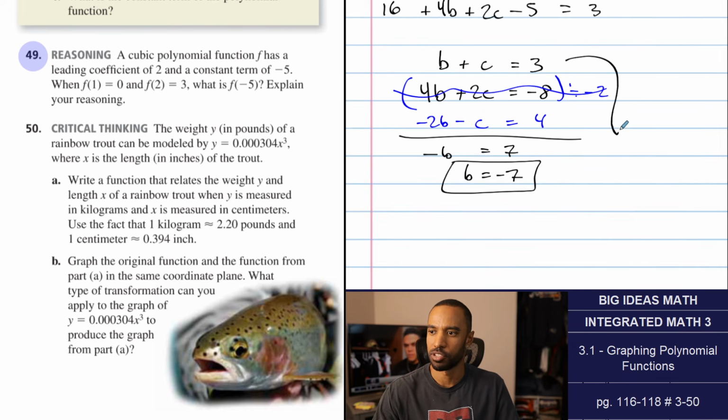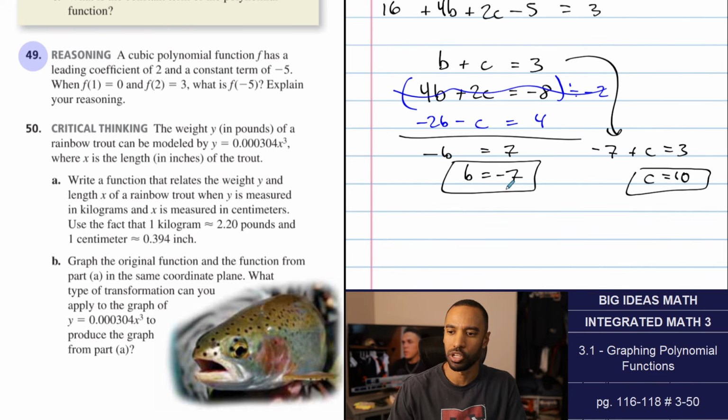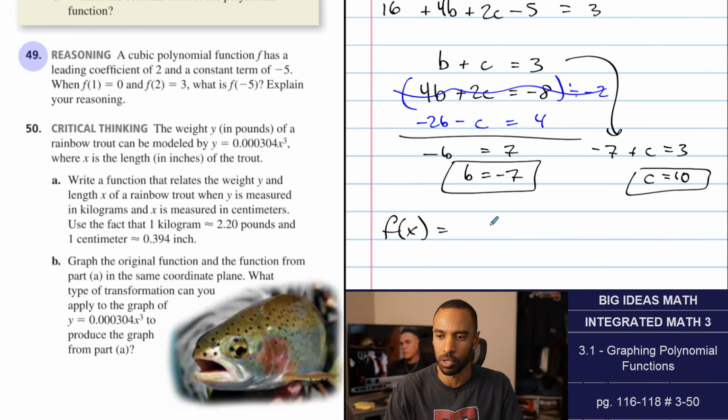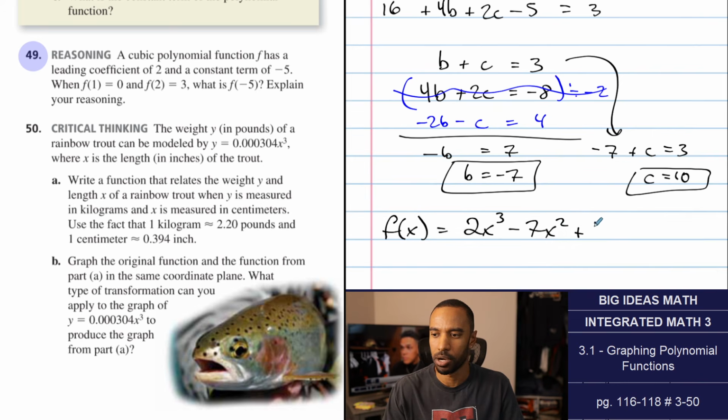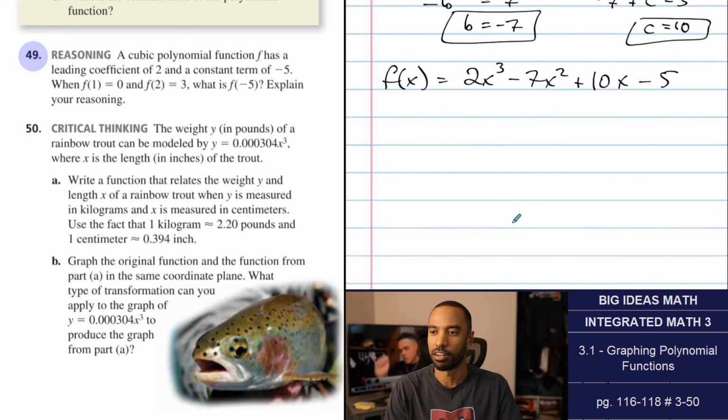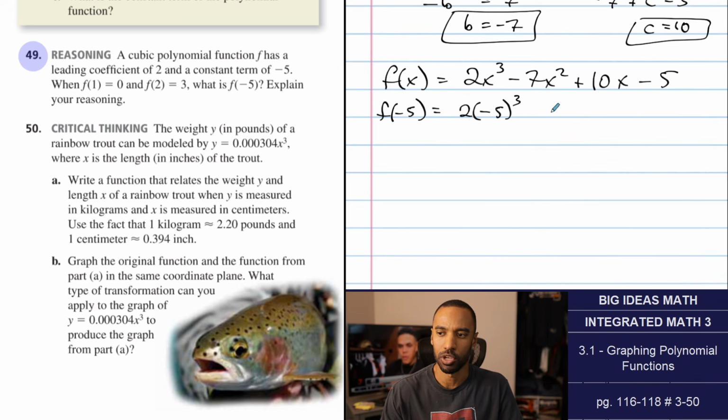Okay, we'll use that to solve for c. If b is -7, then -7 plus c equals 3. Therefore, c equals 10. So my equation for this function is f of x equals, I think leading coefficient was 2, 2x cubed minus 7x squared plus 10x minus 5. If that's our equation, they asked, what is f of -5? So now we substitute that: 2 times -5 cubed minus 7 times -5 squared plus 10 times -5 minus 5.